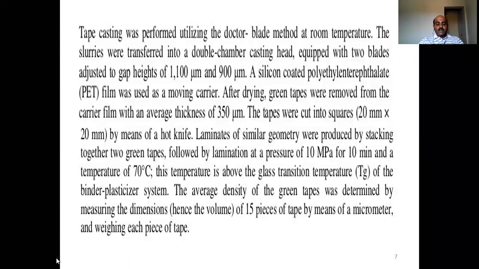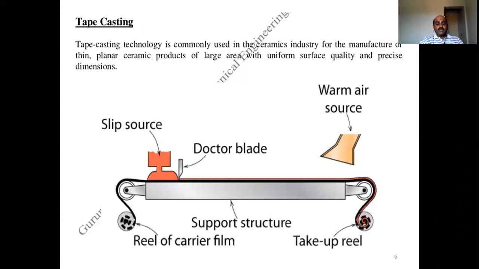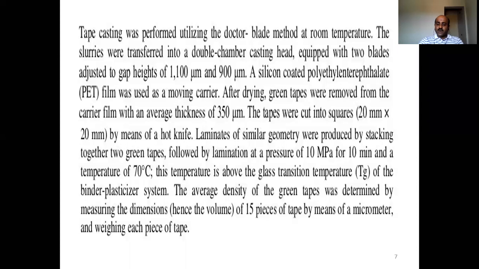So, the average density of the green tapes was determined by measuring the dimensions of 10 pieces. This is basically a very simple process, which is a very difficult, lengthy, and cumbersome process. But still, we have a process that is specified in your syllabus. That's what I'm just discussing here.